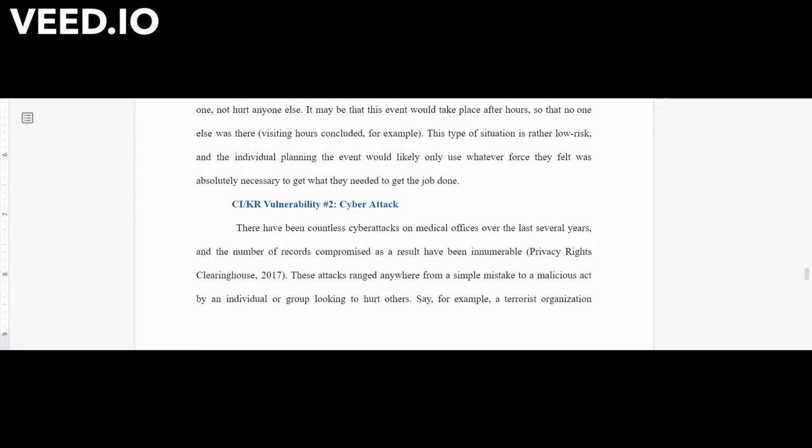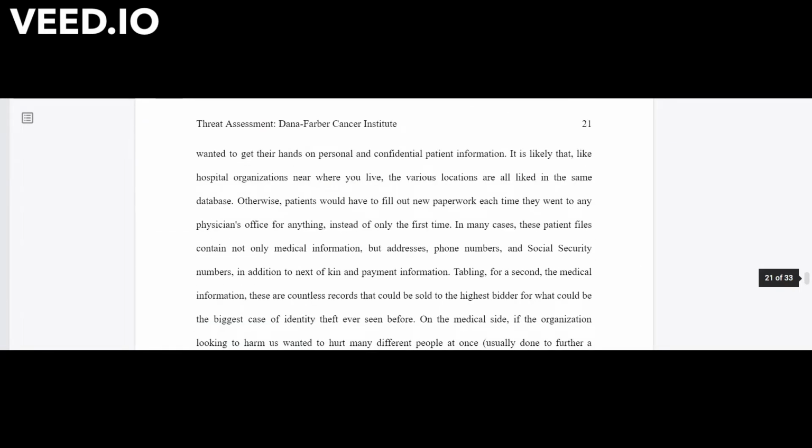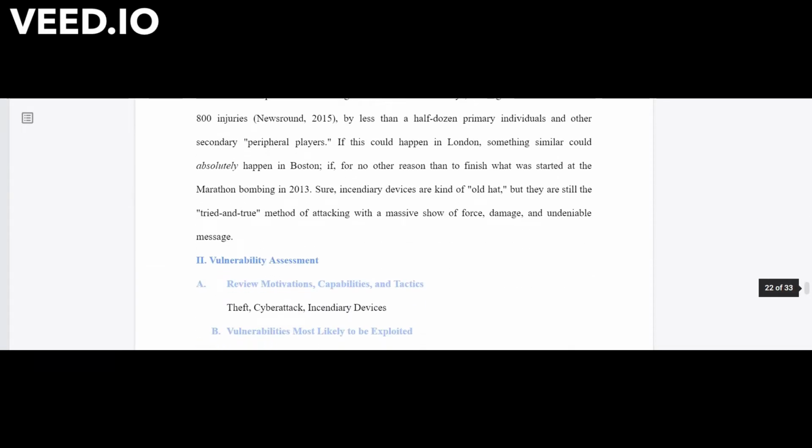If some person has some proprietary information and he or she is worried about a disgruntled employee getting their hands on that information, obviously that would be a cause for alarm, and that would be something we'd want to look into. And then we do a vulnerability assessment. We look at the motivations, capabilities, and tactics of the past, which I could have gone into more detail on, and I would for a customer or for a client.